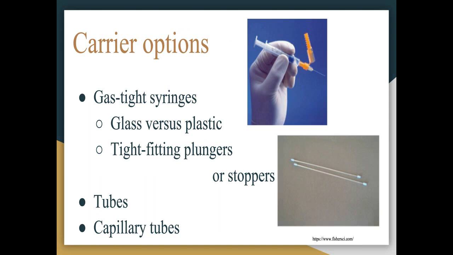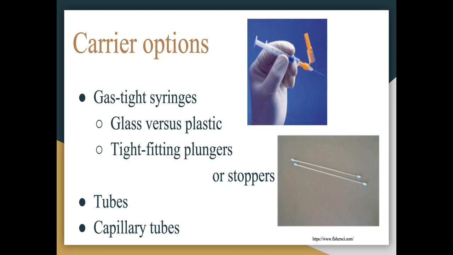There are a number of carrier options when attaining a blood gas sample. Gas-tight syringes are probably the most common carrier to use for an arterial blood gas. There is a long-standing debate within medicine about the use of glass versus plastic syringes. Glass syringes were previously preferentially used, as plastic syringes are partially permeable to oxygen and therefore can alter your partial pressure of oxygen in the arterial sample.